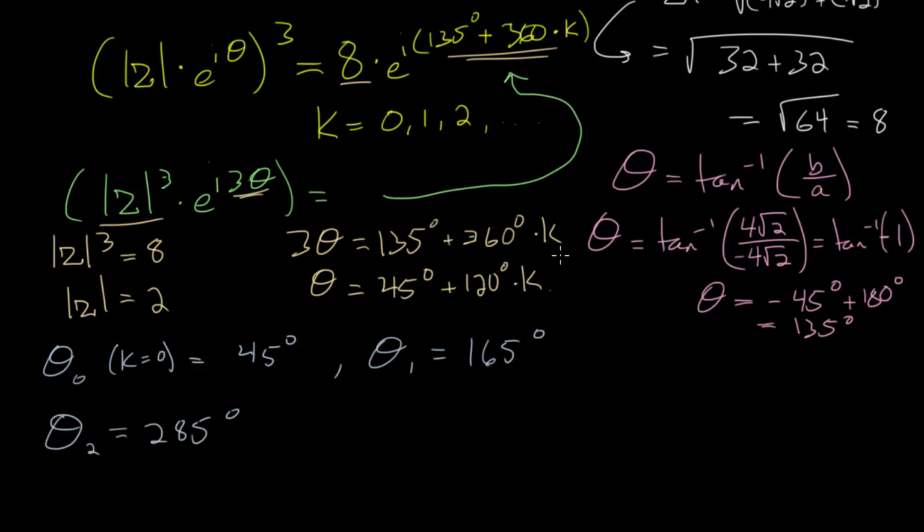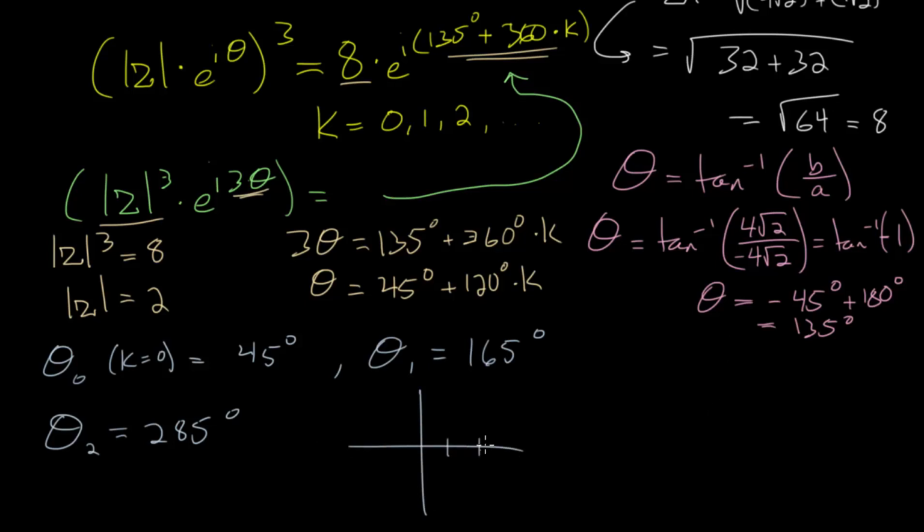But if we look at any higher values of k, then we will start seeing duplicate solutions, since k equals 3 means we are taking 45 and adding 360 to that. But every time we add 360, we just end up back where we started. So if we looked at theta 3 when k is equal to 3, that's actually just equal to this solution. And any other value of k we plug in, we will just get one of these 3 solutions. So we have 3 solutions where the magnitude of each of these is 2, and we have their various angles. So if we want, we can plot these now on the complex plane.